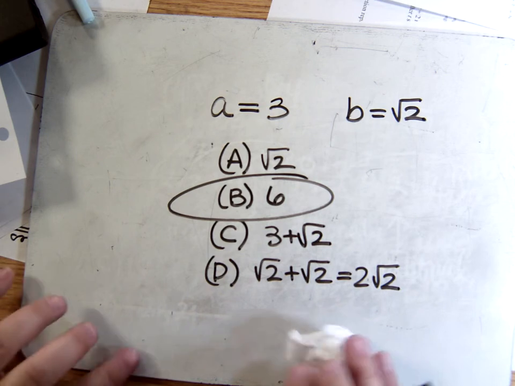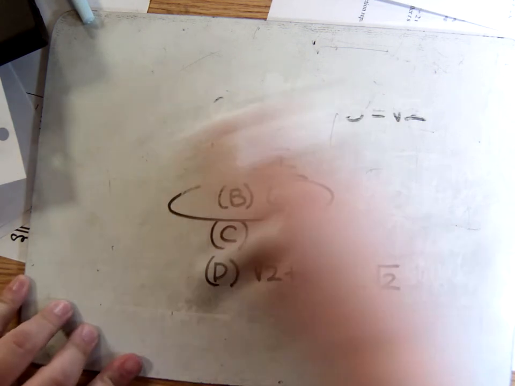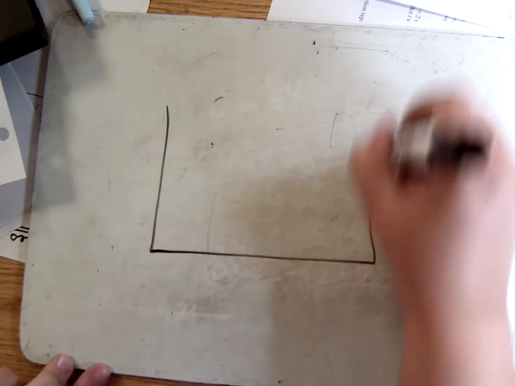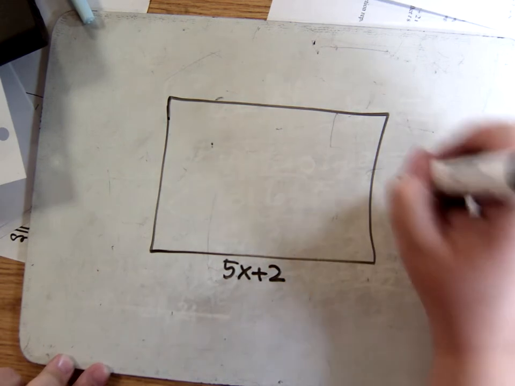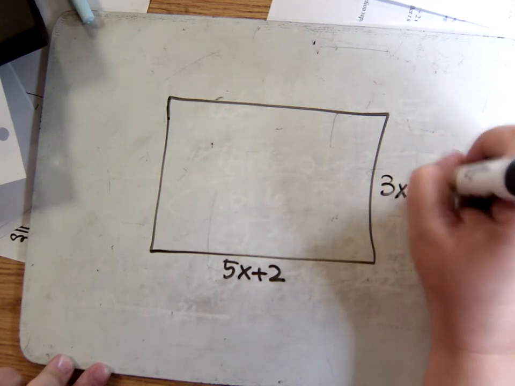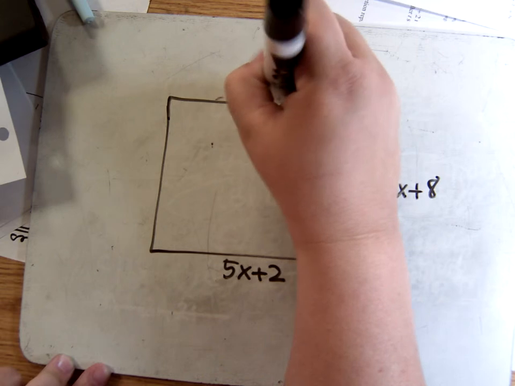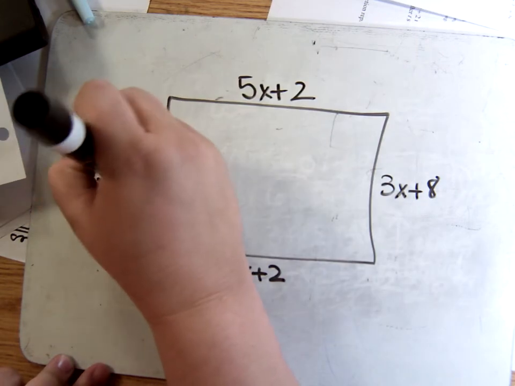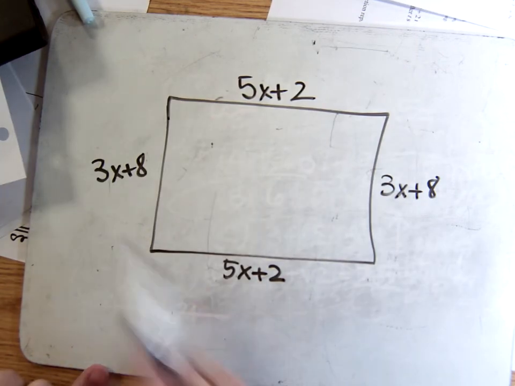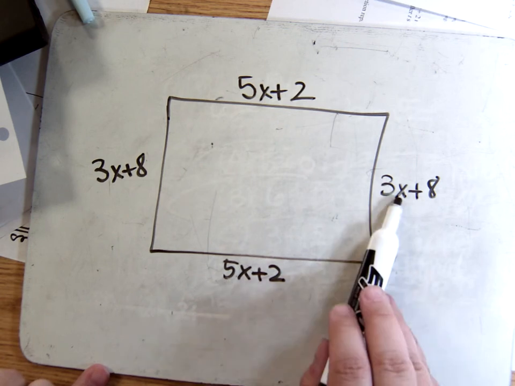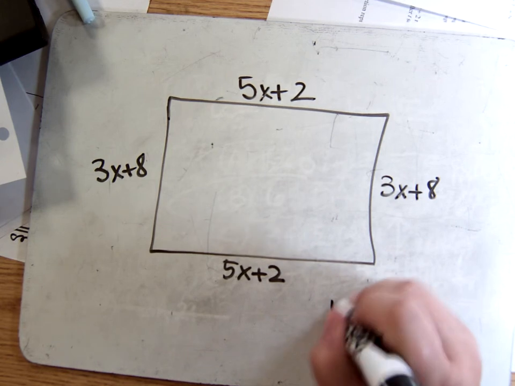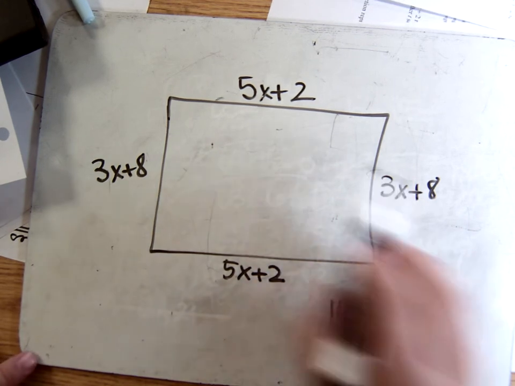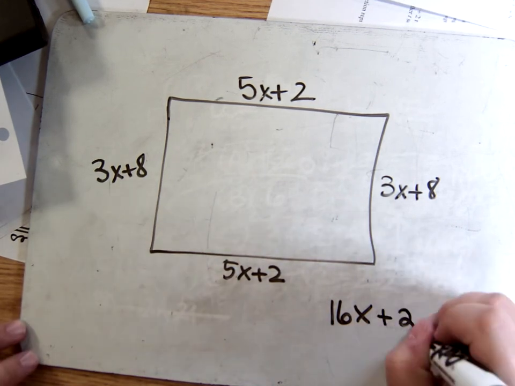All right, dimensions of a rectangle are shown. It has a length of 5x plus 2 and a width of 3x plus 8. It asks me to find the perimeter. Remember that if it's a rectangle, opposite sides are the same. So I'm going to add these up. So 5x plus 3x plus 5x plus 3x, that's 16 x's. 2 plus 8 plus 2 plus 8 is 20. And that's my answer.